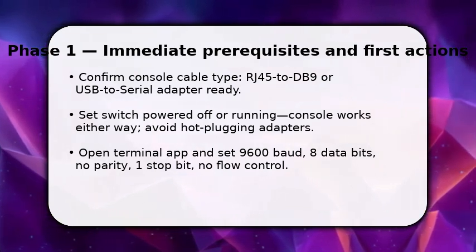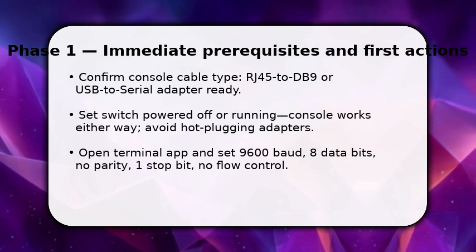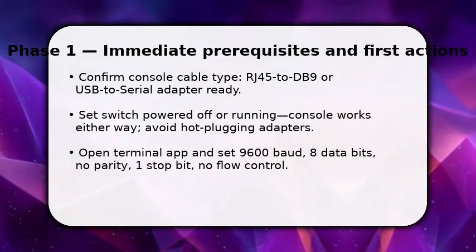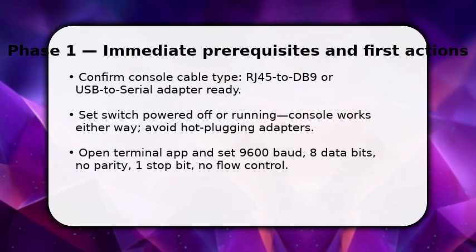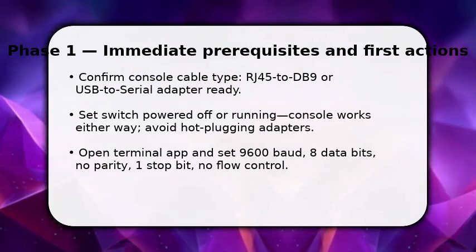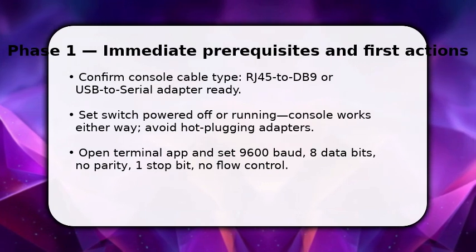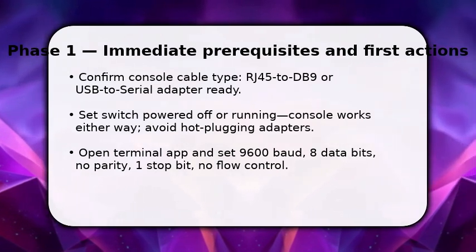Configure port settings to 9600 baud, 8N1, and disable flow control. This matches Cisco defaults so you see boot output and prompts. Once done, press Enter to wake the CLI. If you don't see text, check the correct COM/TTY port.